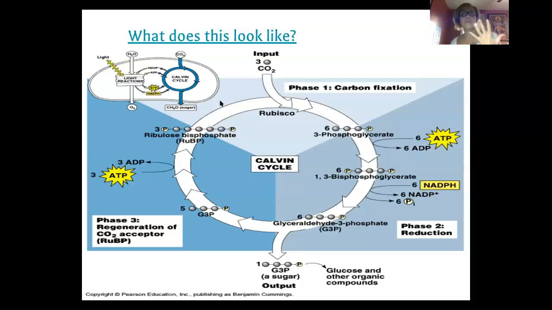You're doing this with 3 CO2s at the same time. So it's all these numbers times 3, okay? So you have 3 CO2s coming in, binding with 3 RuBPs. That makes 3 6-carbon compounds that are unstable and split into 2 3-carbons. So now I have 3 times 2. I have 6 3-carbon compounds.